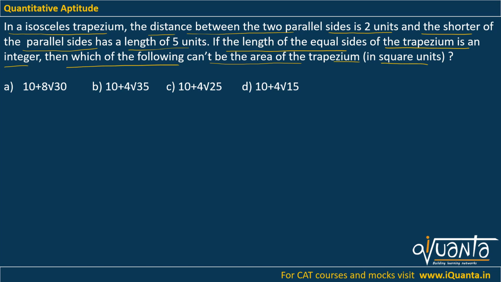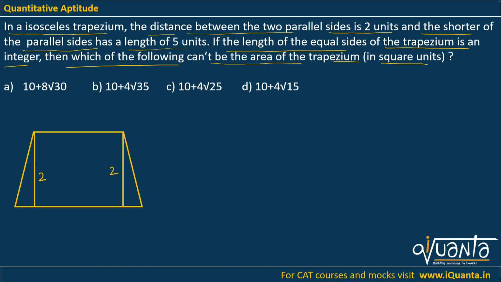So we have an isosceles trapezium, that means the length of its non-parallel sides will be equal. So let me draw an isosceles trapezium over here. Then we have been given that the distance between the two parallel sides is 2 units, so this will be 2 and this will also be 2. We have been told that the shorter of the parallel sides has a length of 5 units, so this will be 5. We need to find out which among the options cannot be the area of this trapezium.